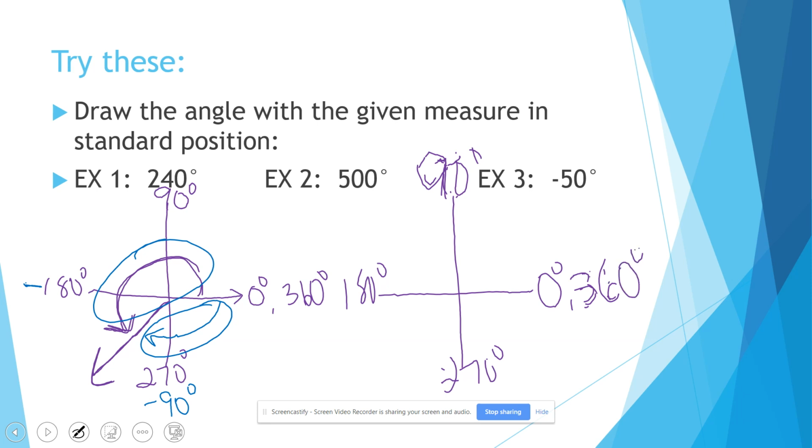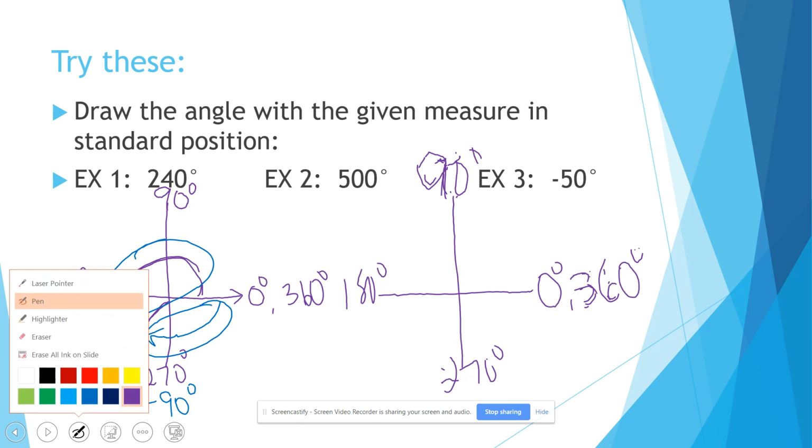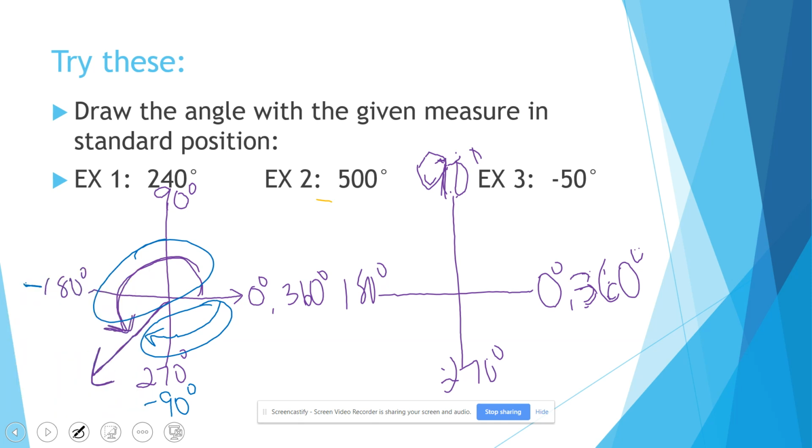We know 500 is more than 360 degrees, so I know I'm going to go a full circle, but how much more of a full circle do I need to go? So let's subtract 360 from that, and we're left with 140 degrees extra. 140 degrees is here in between 90 and 180, so maybe it's right here for our terminal side.